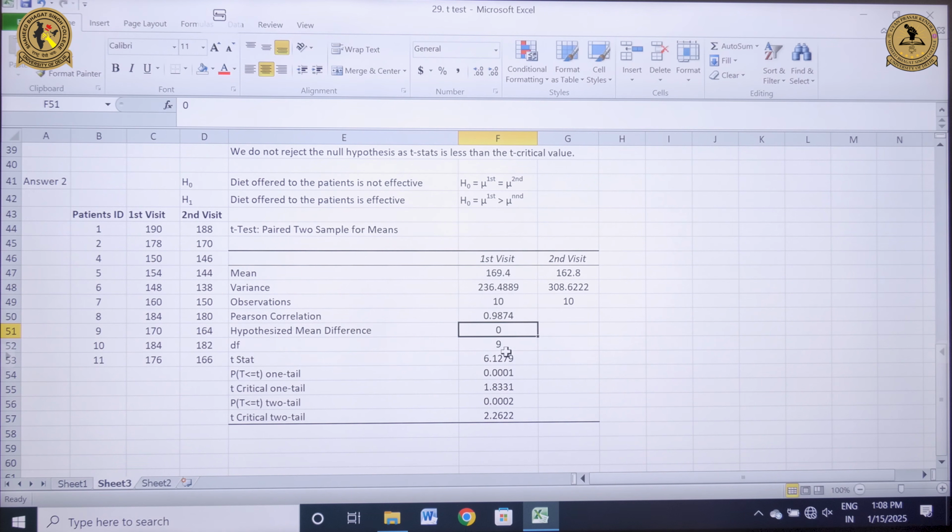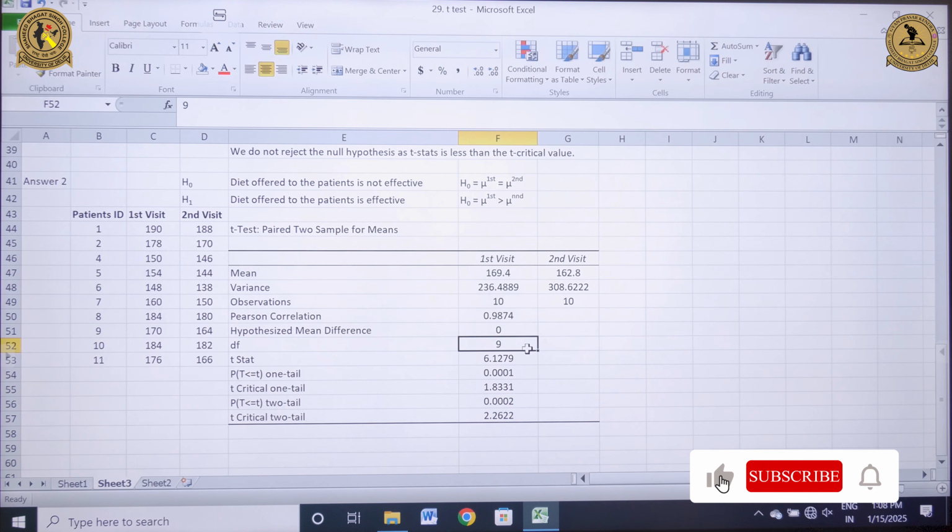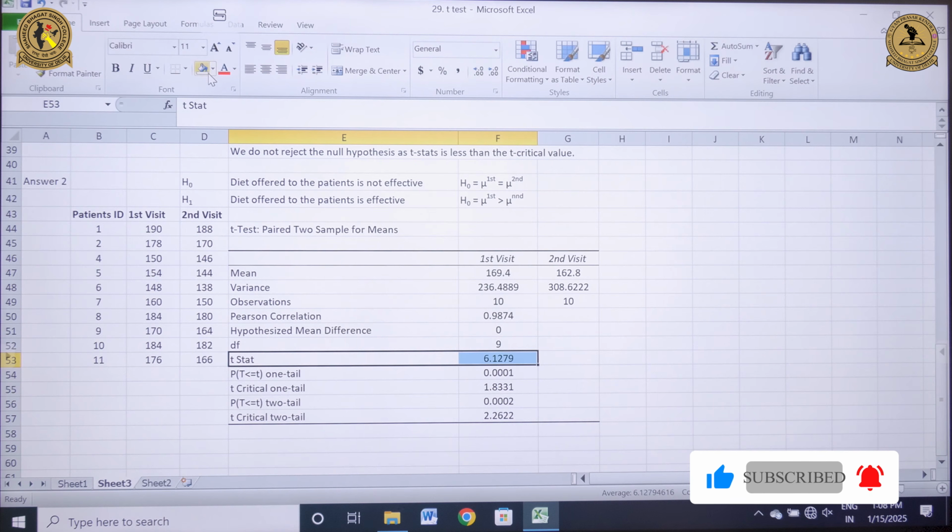Hypothesized mean difference is 0. Degrees of freedom is 9, which is number of observations 10 minus 1. Now the t statistic is 6.1279.